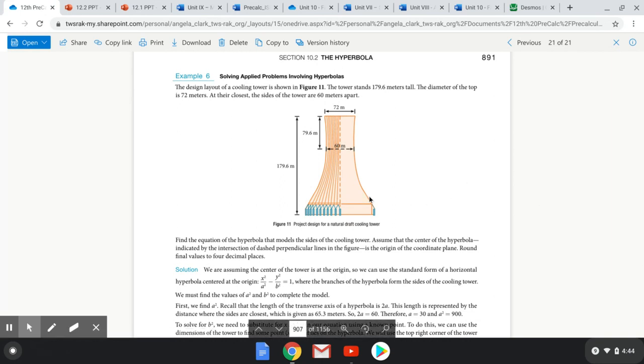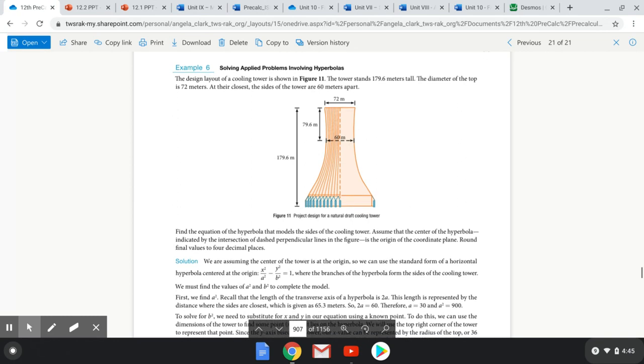So real world cooling towers, the profile really is hyperbolic. So this is very real world accurate. This is another use of hyperbolas, one that I didn't talk about in a previous video, because we're going to talk about it here. So that's cool. All right, so let's do this word problem.